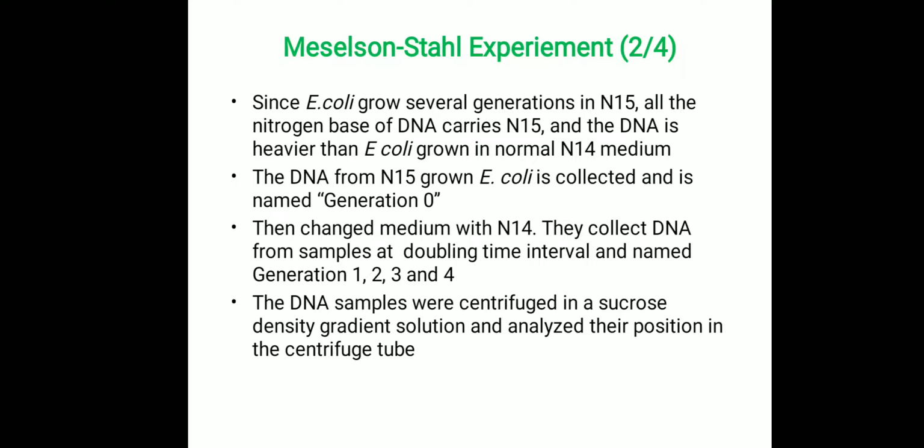So once they collected, they purified the DNA, clearly labeled, and centrifuged all the 5 samples separately in a sucrose density gradient solution. Density gradient centrifugation allows the molecules to be placed in specific places according to their density. If the molecule is heavier, it moves to the bottom position. If it is lighter, it moves to the top position. If it is intermediate, it is placed in the middle position.